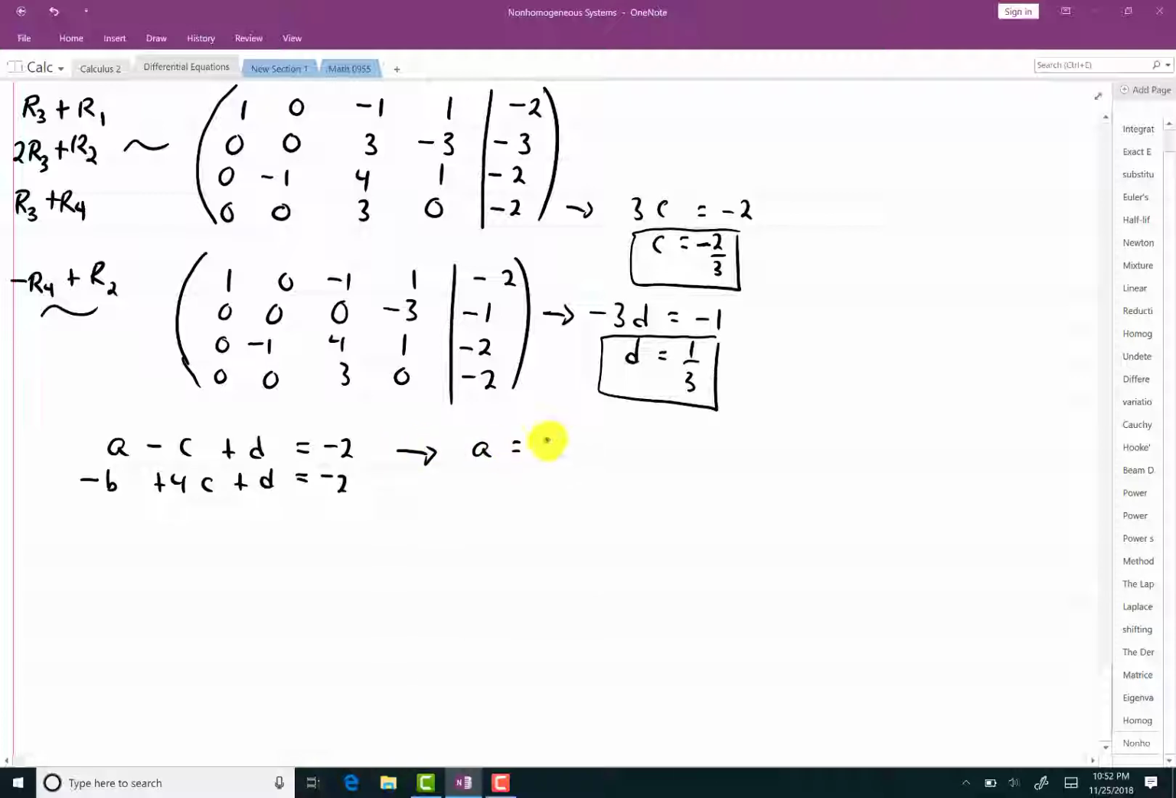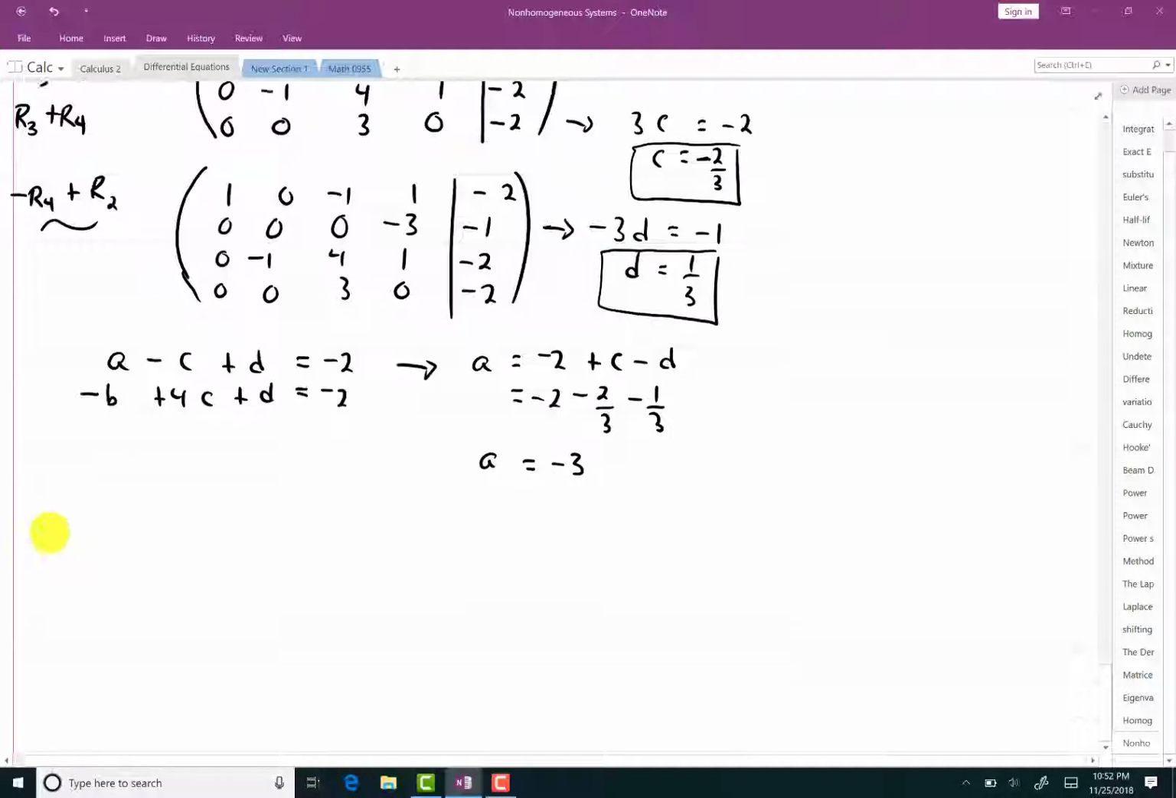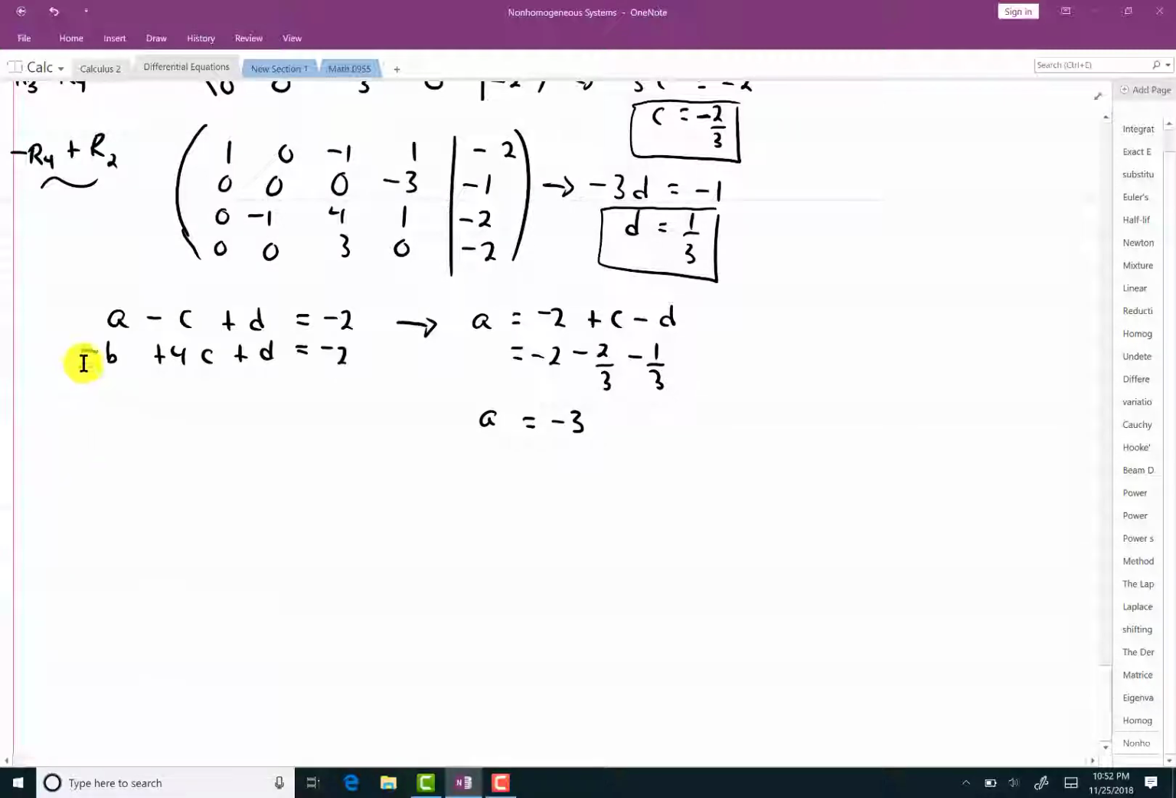So A equals negative 2 plus C minus D. That equals negative 2, C is negative 2/3, minus 2/3, minus 1/3. Well, this is really nice. This is negative 3. So A equals negative 3. Now for B, I'll go ahead and try to get it by itself. I have negative B equals negative 2 minus 4C minus D, or B equals 2 plus 4C plus D.